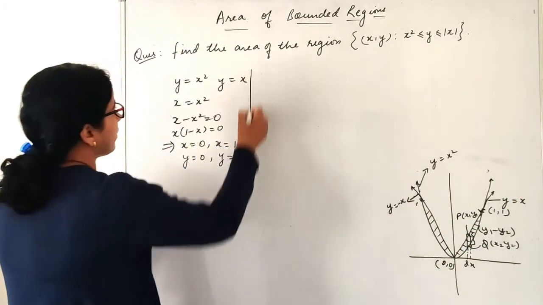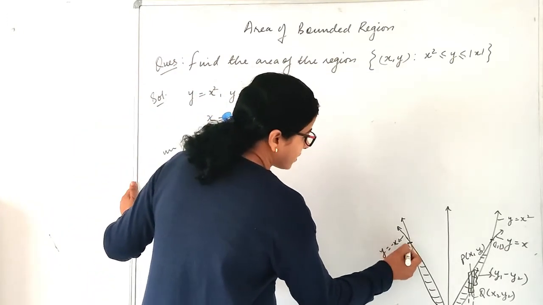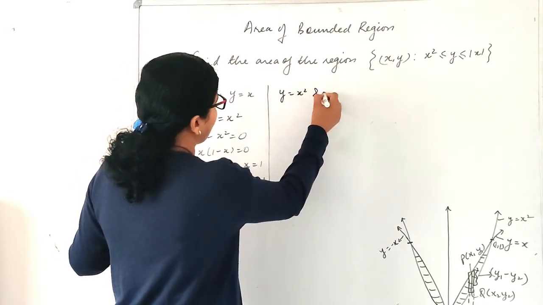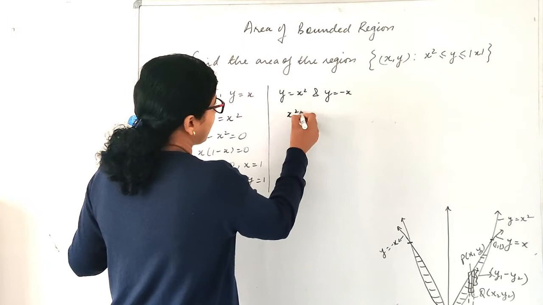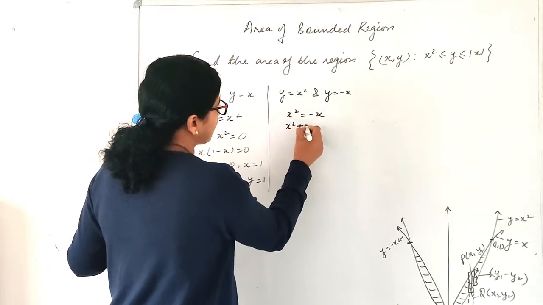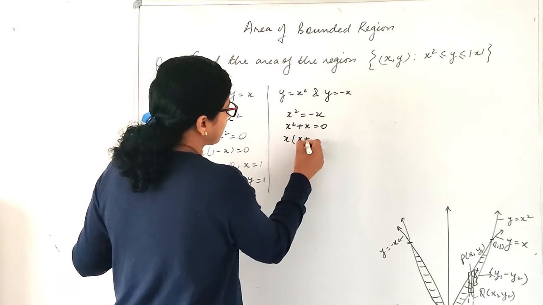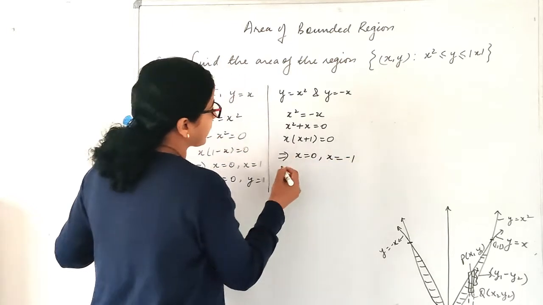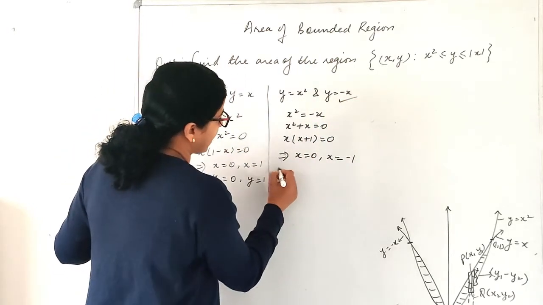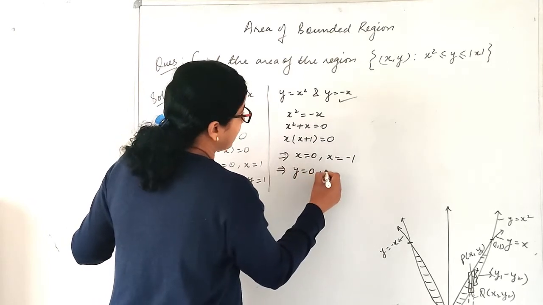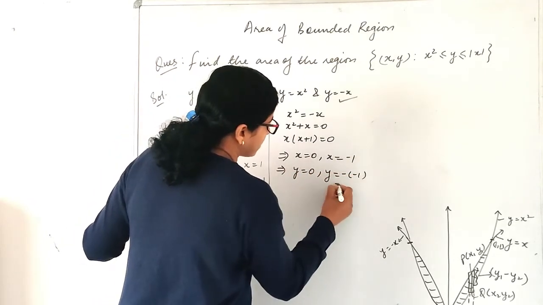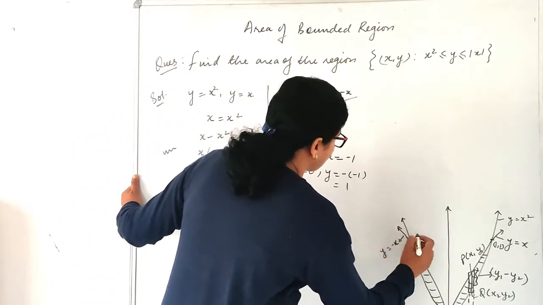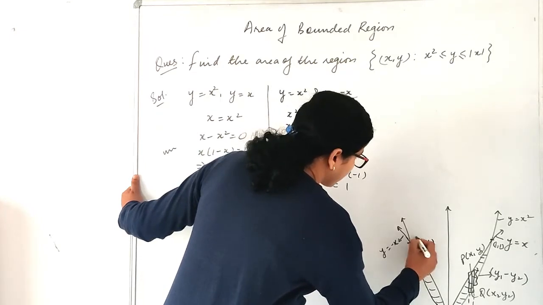Similarly for this equation, let us now find this point of intersection. So this is the intersecting point of y equals x square and y equals minus x, right? Now x square equals minus x, so x square plus x equals 0. Take x common, so x(x + 1) equals 0, which implies x equals 0 and x equals minus 1, right? Now if I substitute in this equation, I am getting y equals 0 and y equals minus of minus 1, which is equal to 1. So this point 0, 0 is this point and this point of intersection is minus 1 comma 1.